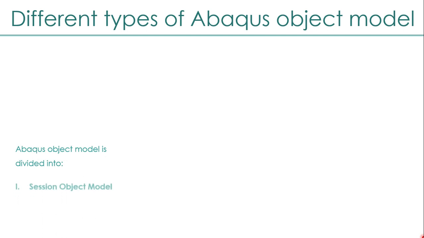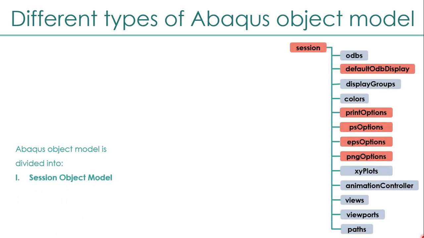The first Abaqus object model is the session model. In the session model, you can see we have ODBs, display groups, image related options, viewports, views, and XY plots. So basically this session object is related to graphics or GUI related objects. Session is one object, and inside that we have multiple objects that are stored, right? So this is the hierarchy for this session object model.